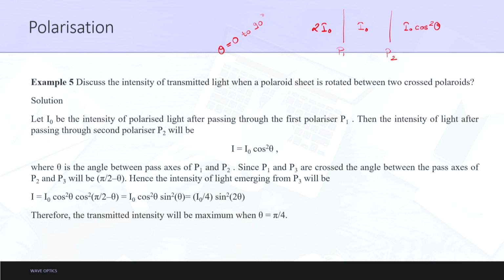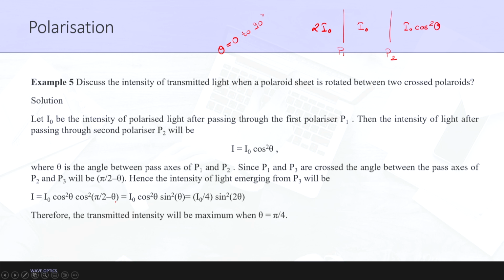Since P1 and P3 are crossed, the angle between the pass axis of P2 and P3 will be pi by 2 minus theta, quite evident. Hence the intensity of light emerging from P3 will be I is equal to I naught cos square theta multiplied by cos square of pi by 2 minus theta.